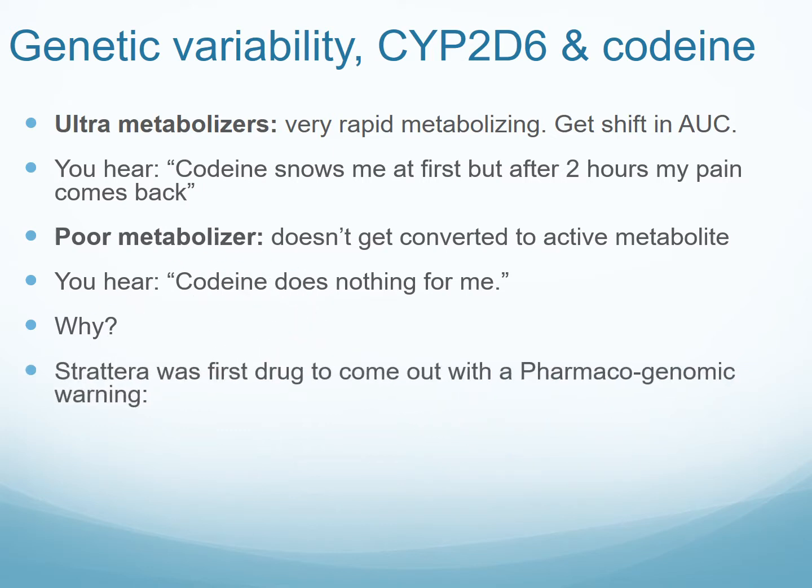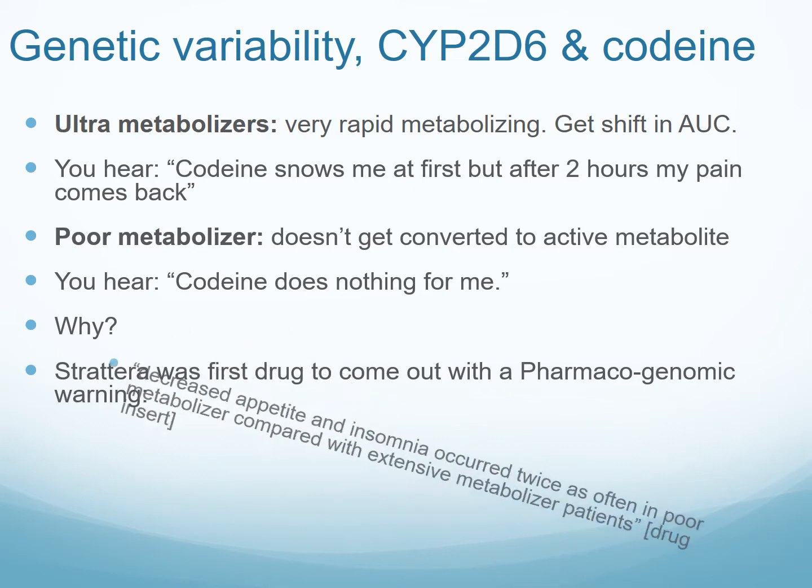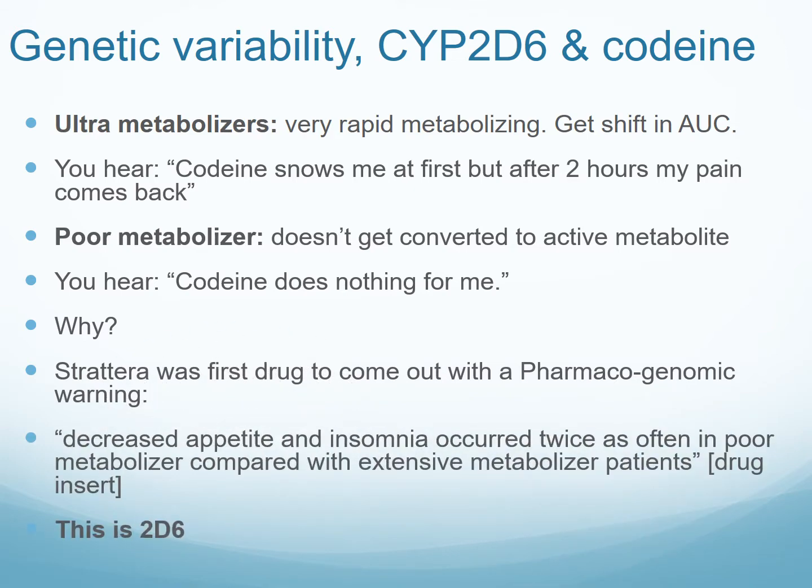Now, Strattera was the first drug to come out with a pharmacogenomic warning because it needs 2D6. They said that in a poor metabolizer, decreased appetite and insomnia occurred twice as often as with an extensive metabolizer. Now, Strattera is not taken as a prodrug, so the poor metabolizer can't quite clear it from their body, so they're going to have more side effects.